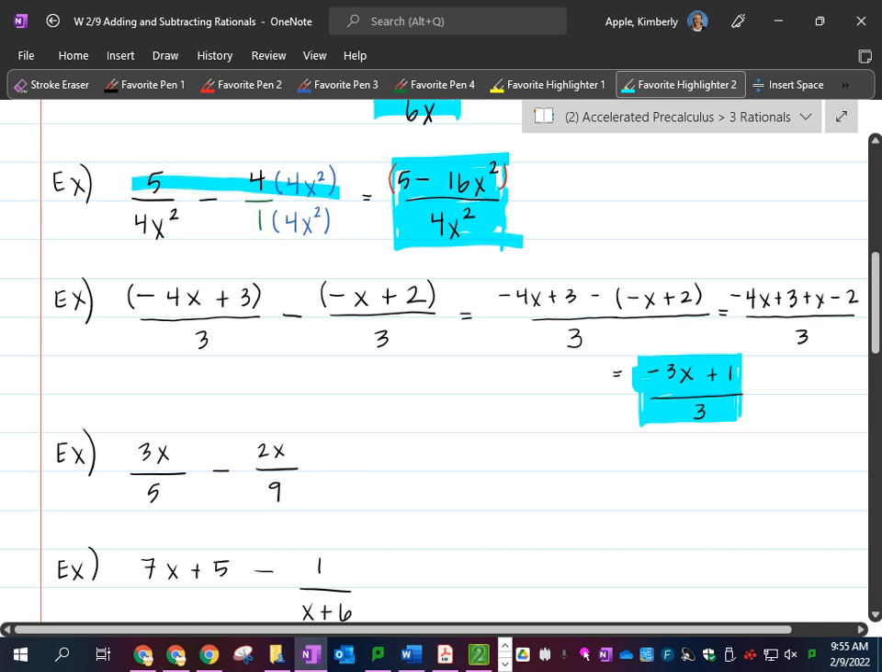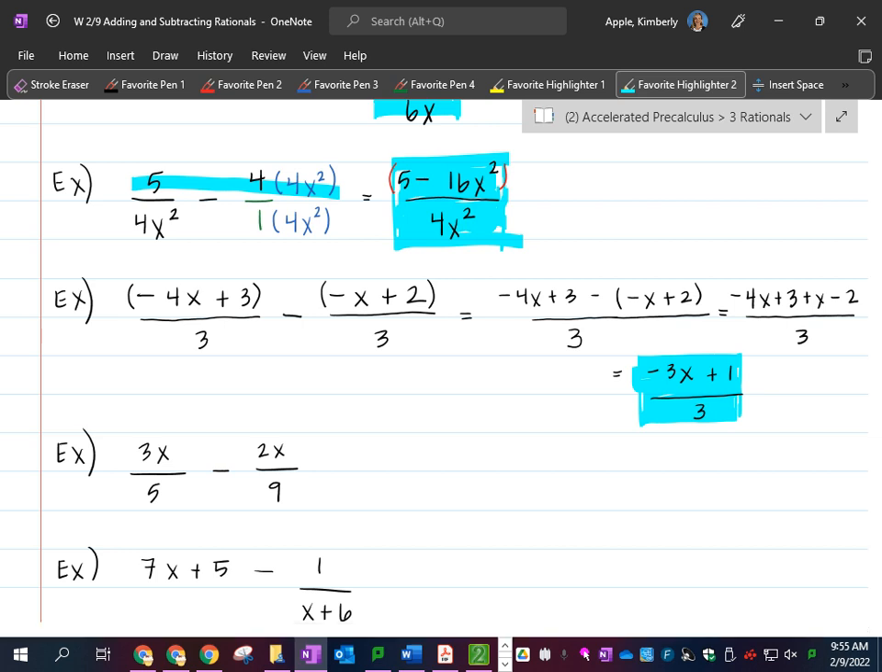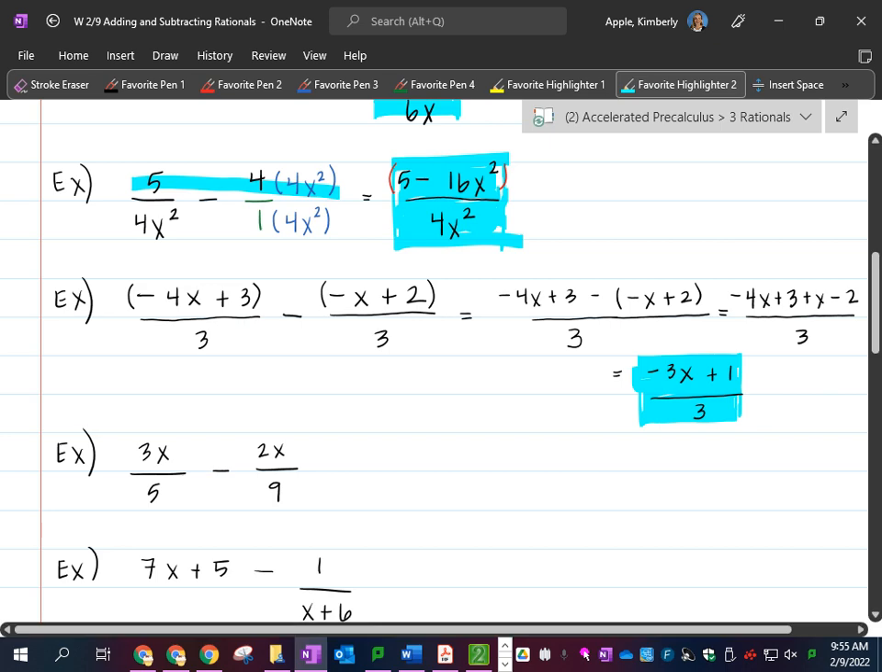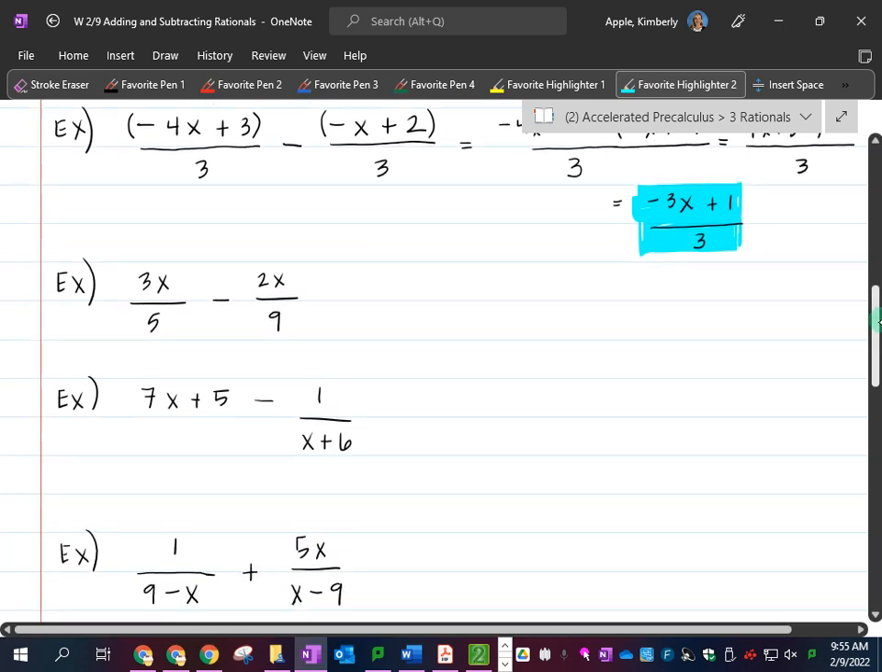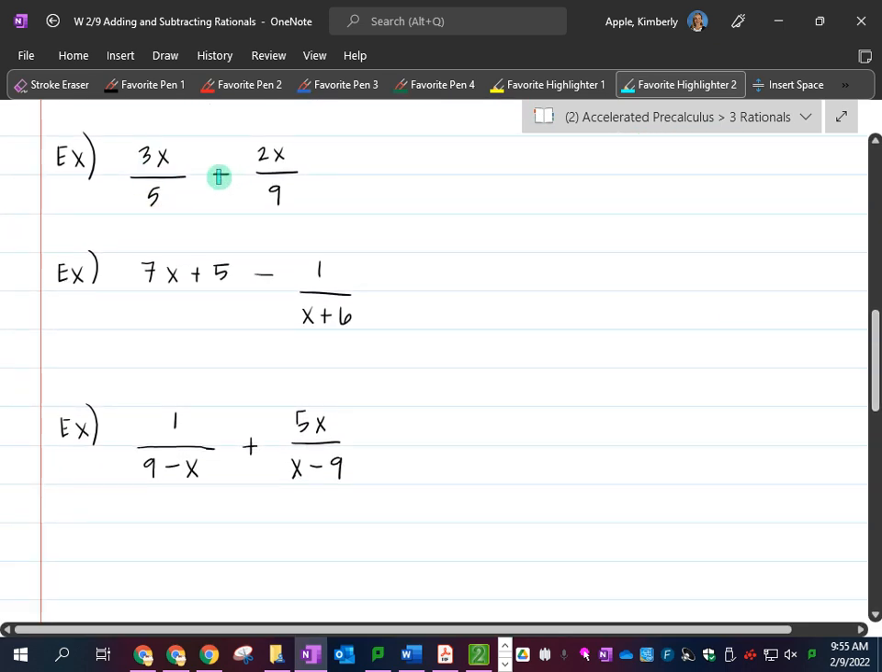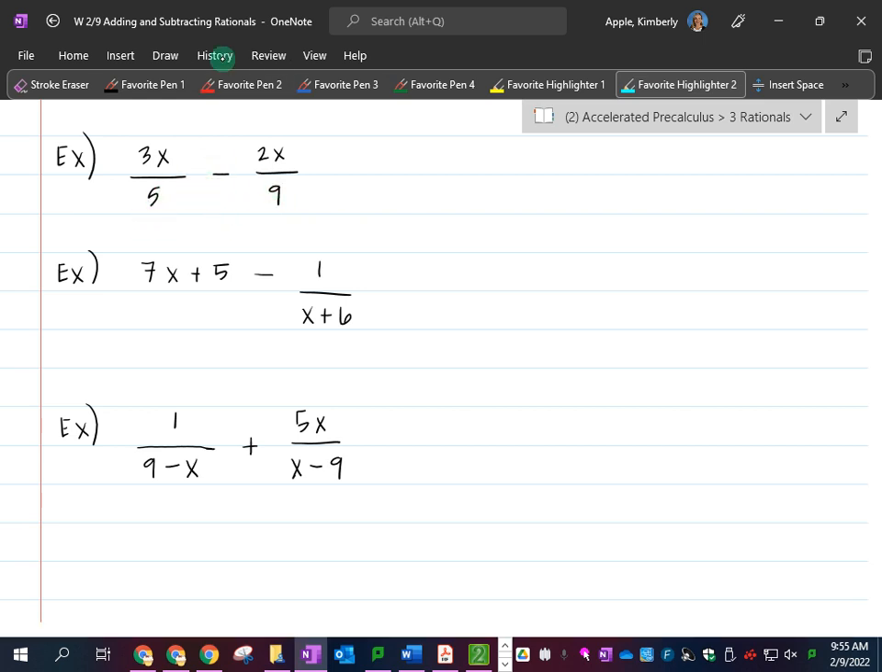Okay, again, we want the denominators to be the same so we can combine the numerators and simplify. All right, let's look at this next one. This one's a little different because I cannot multiply 5 by some number that will give me 9, and I can't multiply 9 by some number that will give me 5. They have no common factors.